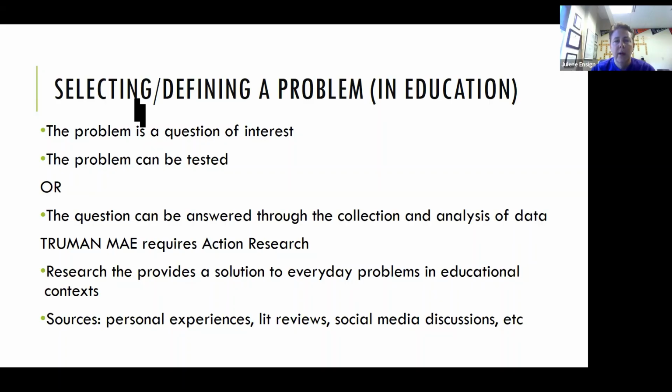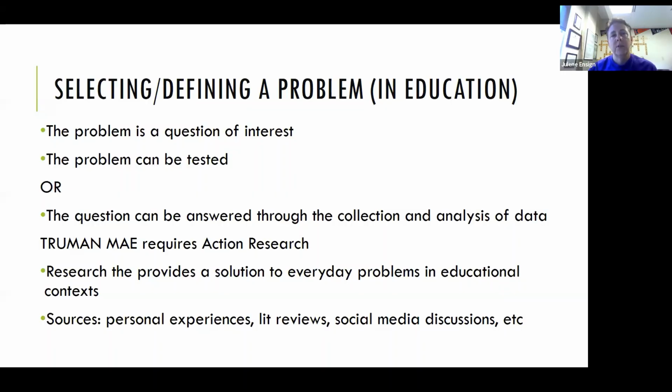Now, your Truman MAE, getting your master's degree, requires an action research project, and you do that during your internship. And what we're going to ask you to do is identify a problem and then possibly create an intervention or collect some data related to that problem, and then make some recommendations for how to solve that problem. It's meant to be sort of a fixing or problem solving process. So research that provides a solution to everyday problems in educational context, that's action research.